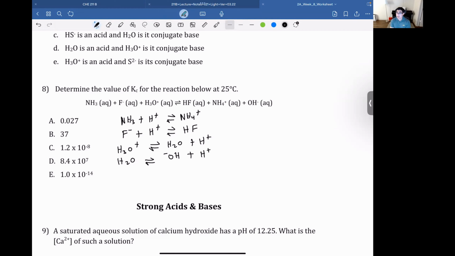Now, if you add all of these, you will notice that nothing really cancels out except the hydrogens. Then you get the same equation that we have above. So what we're going to do is add all of these. If we add all of these, we get the same reaction. So we have to multiply their Ks. So we're going to use K rules.